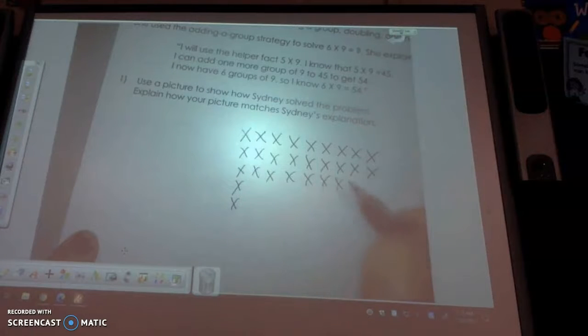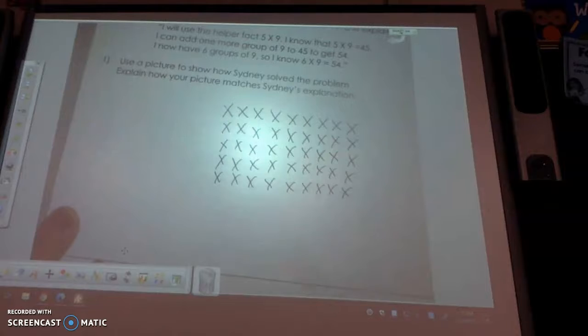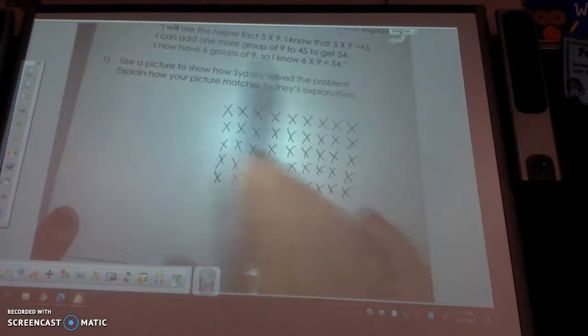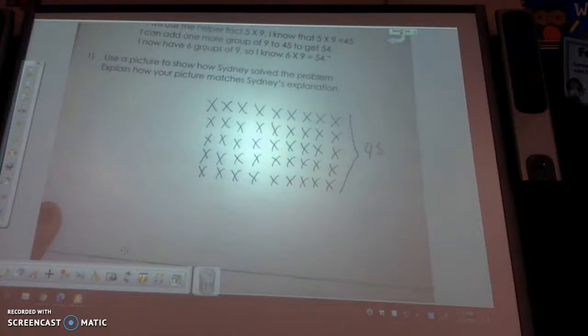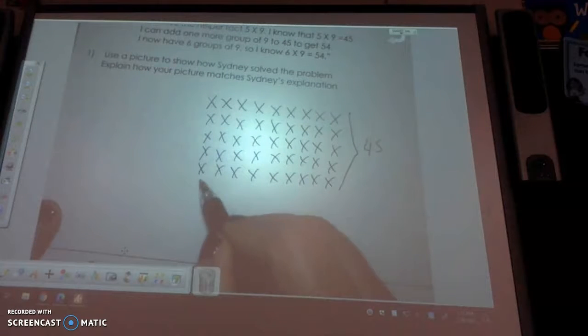So here I go. I know it takes a little bit of time, but it's easier for me to do it like this on paper than to try to type all these out. So I will try to do this for you. There you go. So there you see an array. There are 9 across and 5. That's her helper fact. She knows that 5 times 9 is equal to 45. But she wants to know what 6 times 9 is.